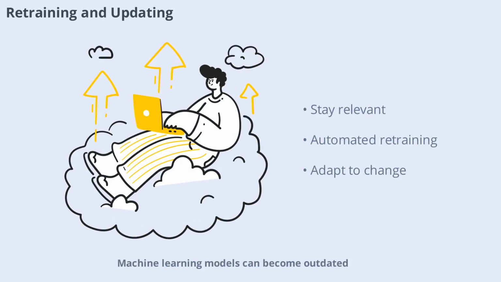Machine learning models can become outdated as new data arrives or environments change. Retraining and updating models is a core part of MLOps. Automated pipelines can trigger retraining when performance drops, ensuring that models stay relevant and accurate over time.